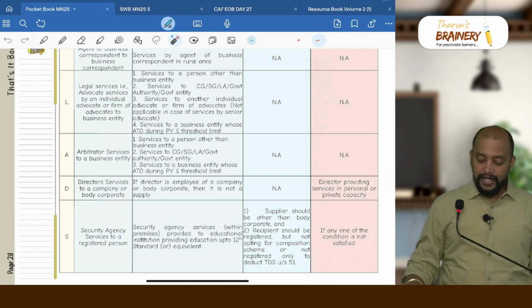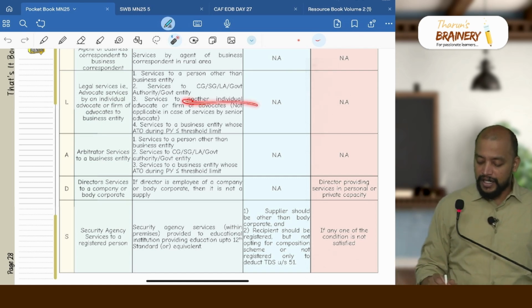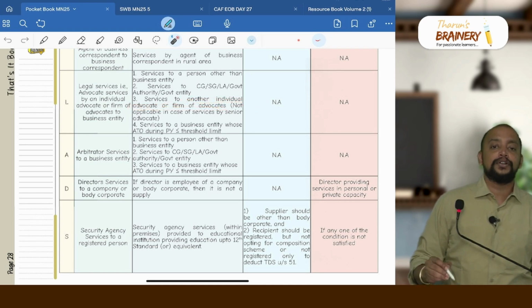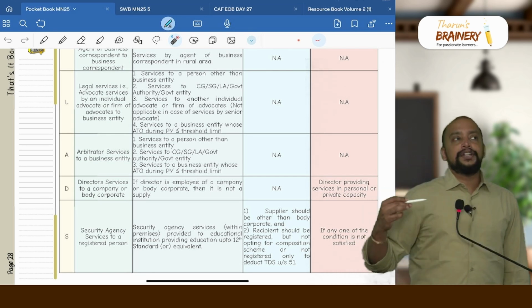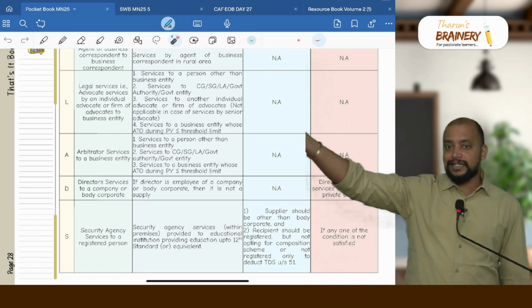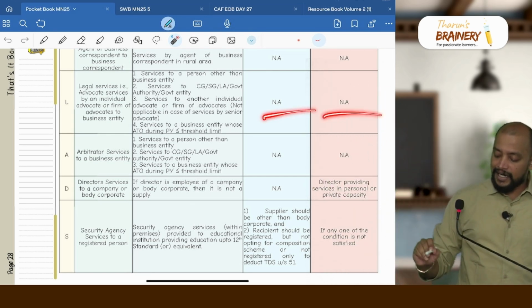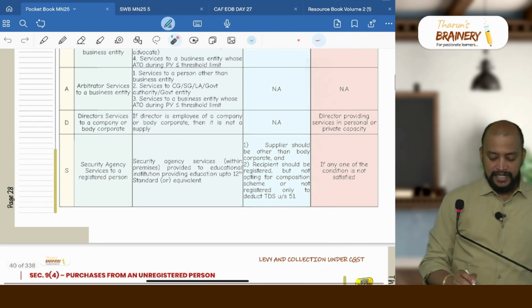However, that second point, that is individual advocate or firm of advocate point, is not applicable to senior advocate. So services provided by senior advocate to another individual advocate or firm of advocate, we need to see the ultimate litigant, applicant or petitioner as the recipient, and we don't have any condition for RCM, non-applicability of RCM.